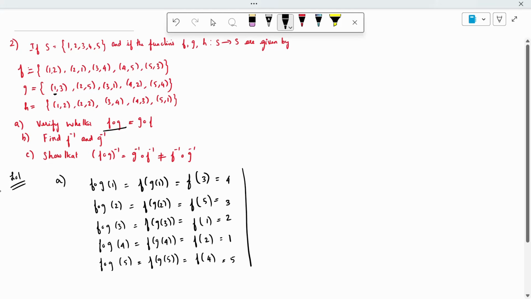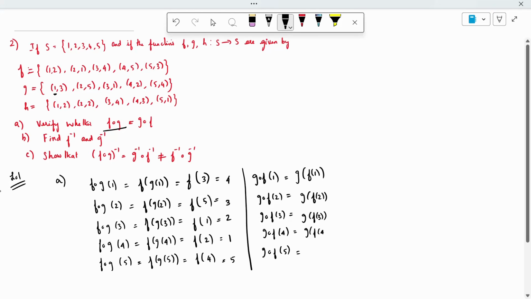Same way, G composition F also, the same procedure with respect to 1, 2, 3. So when we do it, it is nothing but G of F of 1, G of F of 2, G of F of 3, G of F of 4, G of F of 5.